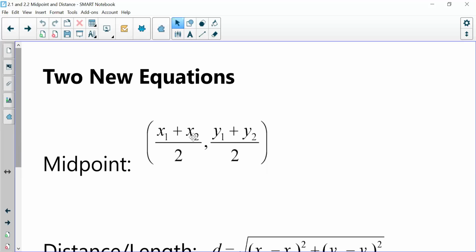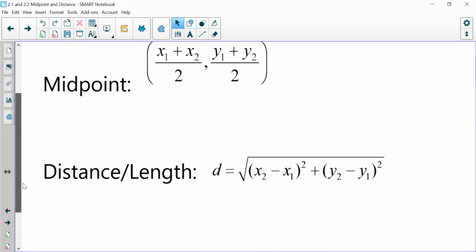Midpoint. This says (x1 + x2)/2, comma, (y1 + y2)/2, because it's a point. The middle of the x coordinates and the middle of the y coordinates gives you the midpoint. The 1 and the 2 down here are not exponents, those are subscripts. So x1, the value from the first point, x2, the value from the second point, and so on and so forth. So add and divide by 2 to find the middle.